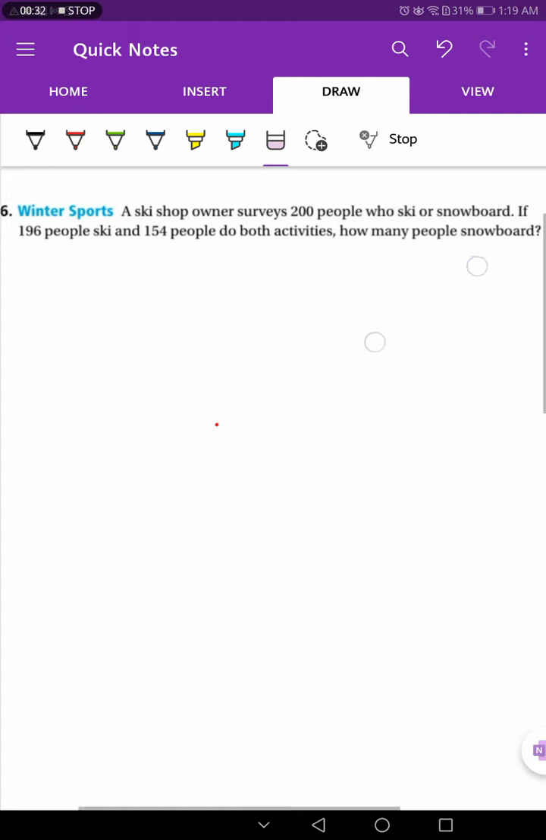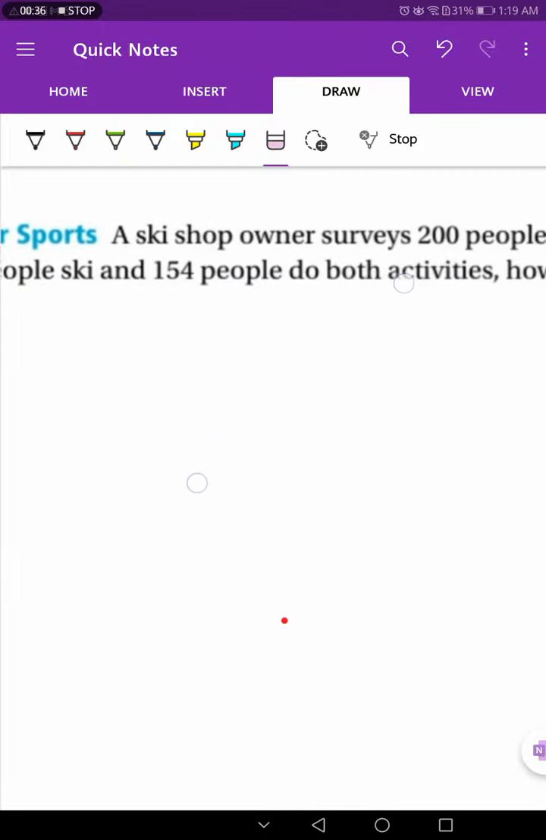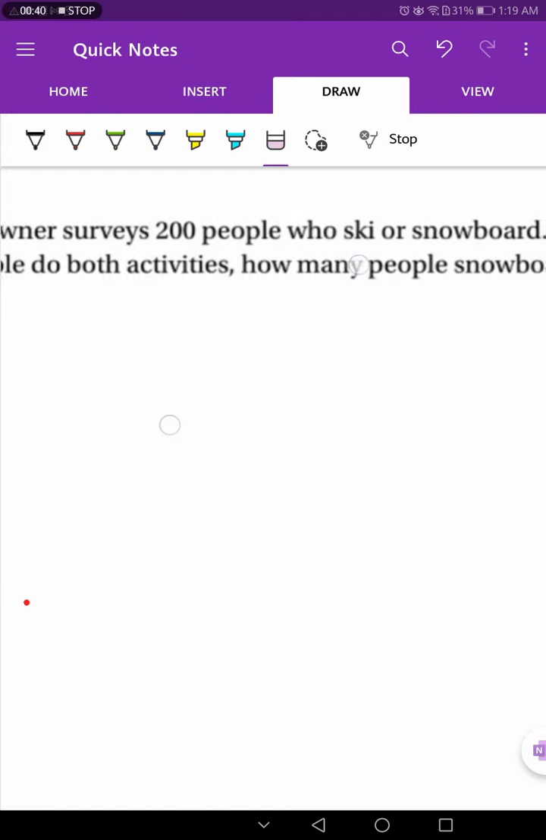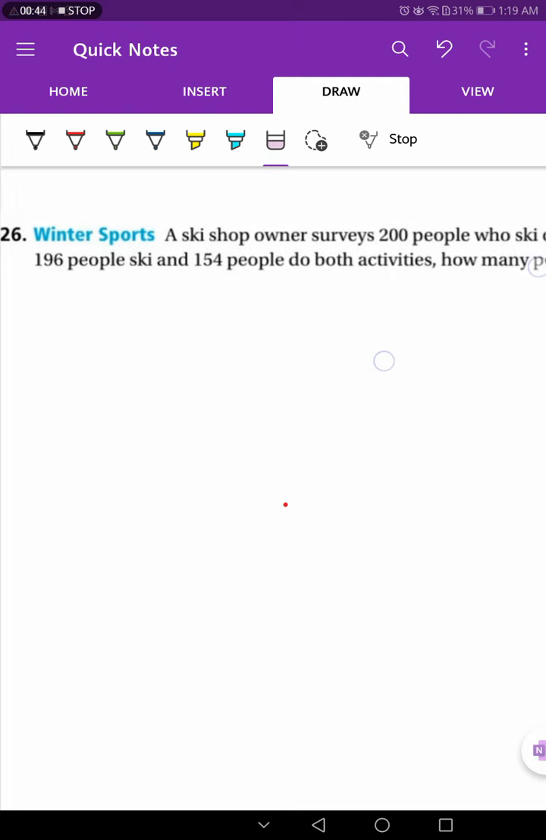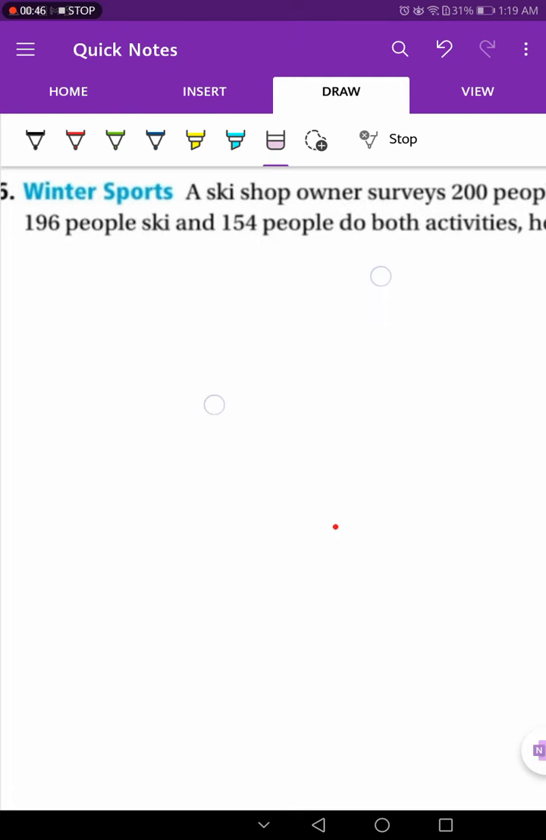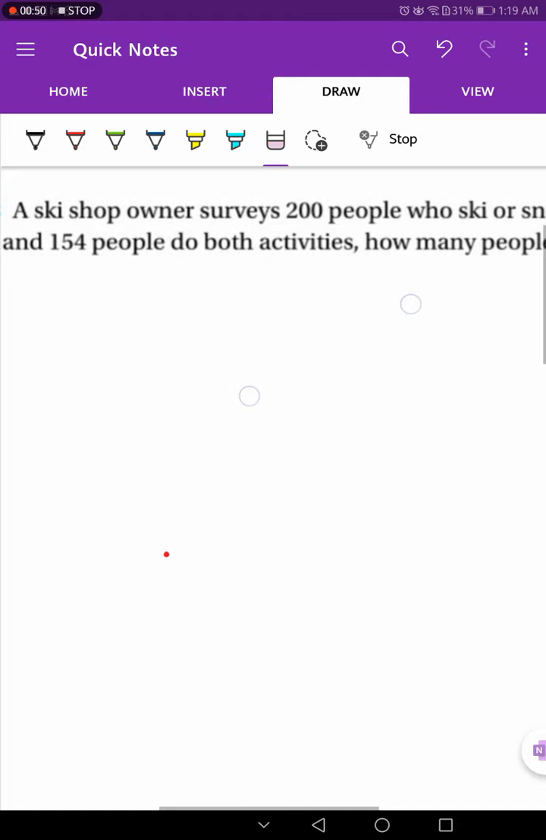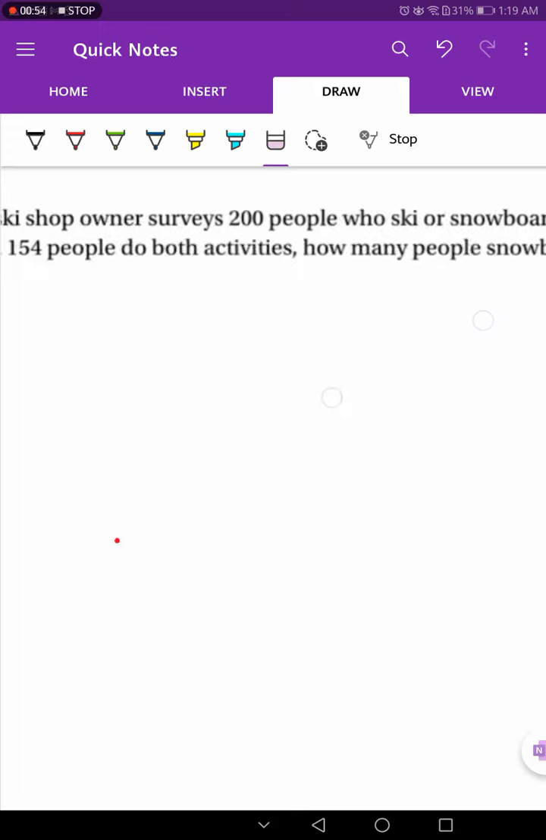Read the question. Anyone can read it here. A ski shop owner surveyed 200 people who ski or snowboard. If 196 people ski and 154 people do both activities, how many people snowboard?